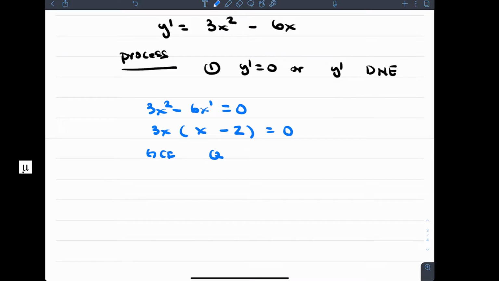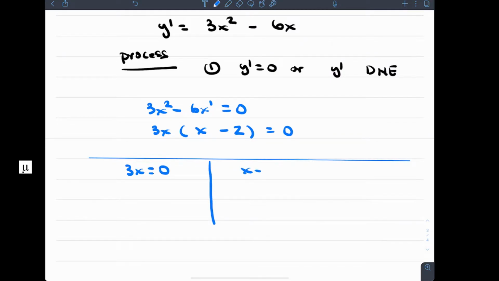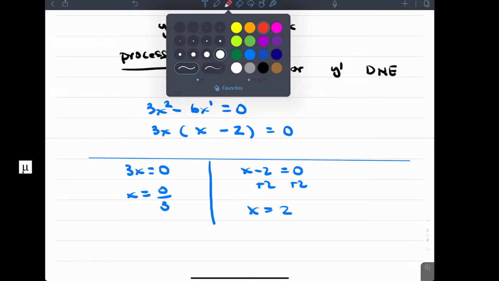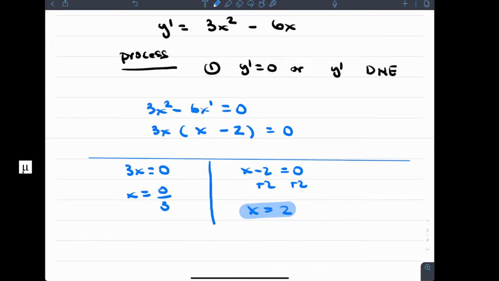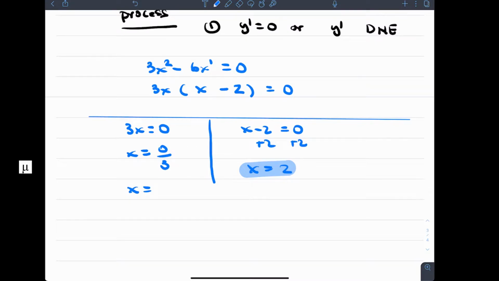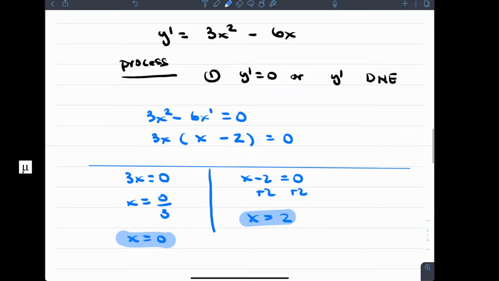It's the same process. Okay, now what do you guys use? You have to use the zero product rule. And what's the zero product rule going to be? 3x is 0, x minus 2 is 0. So this means x is 0 divided by 3, and you're going to add 2 to both sides. So x is going to be 2. 0 divided by 3 is 0, so x is 0 here. So here you go.